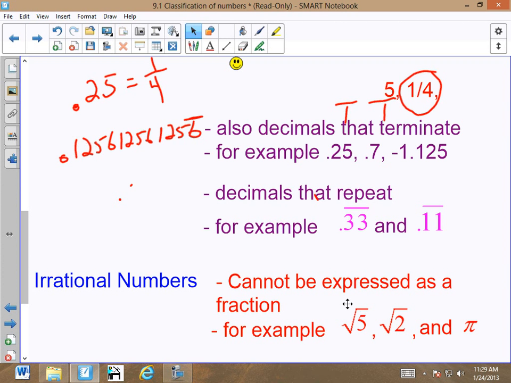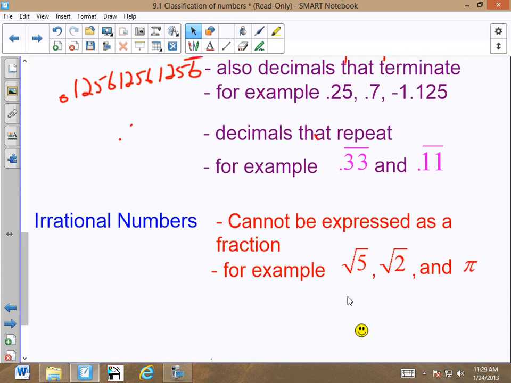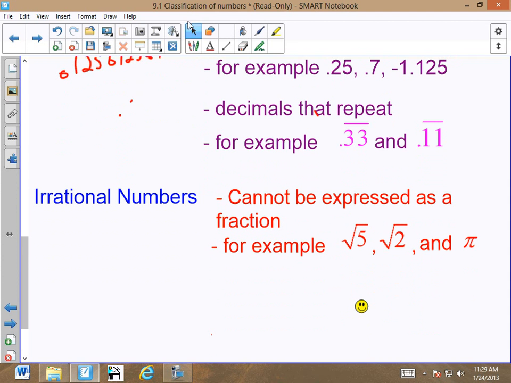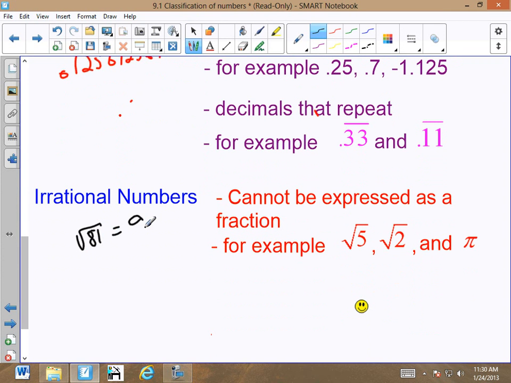Square roots, unless it's a perfect square. What are perfect squares? Give me an example of a perfect square. 81. The square root of 81. What does the square root of 81 equal? 9, because 9 times 9 is 81. We're going to be talking about square roots coming up real soon. So the square root of 81 is not irrational because it equals 9, and 9 over 1 is a fraction, so it would be rational.